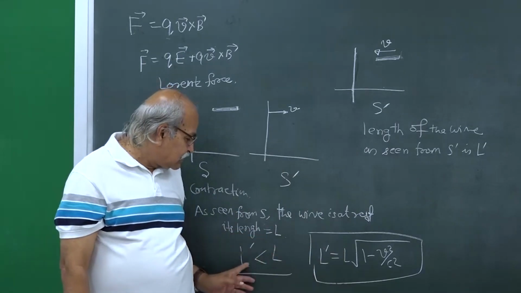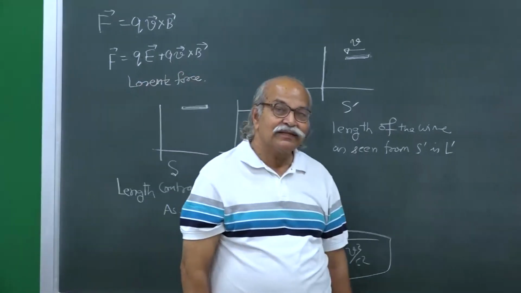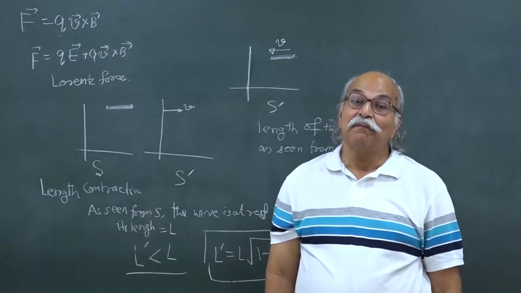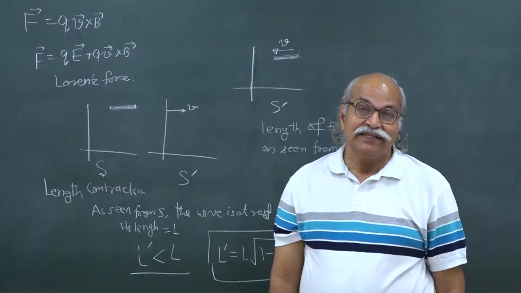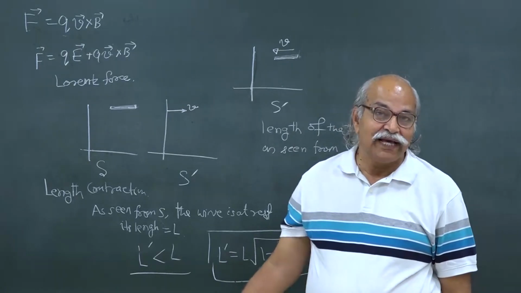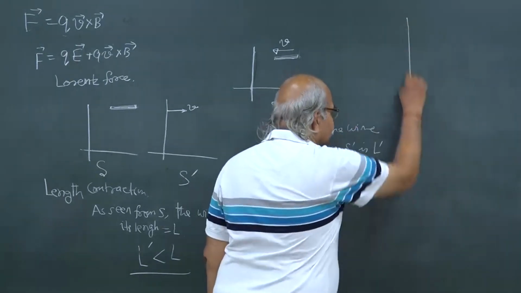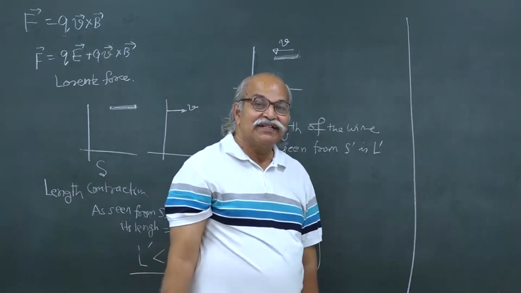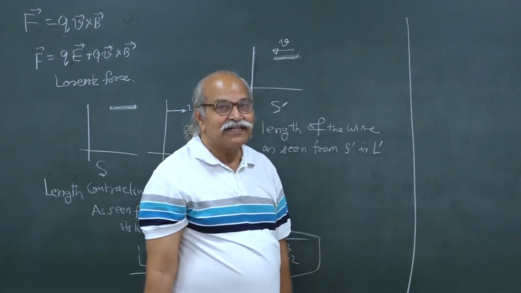So, remember, when the rod, the wire is at rest with respect to you, the length measured is maximum, and if the rod is moving with respect to you, then the length is shorter. So, that is known as length contraction. Okay. So, come back to our magnetostatics and how a magnetic field is a necessity of special theory of relativity.